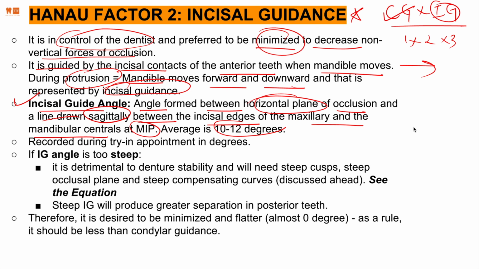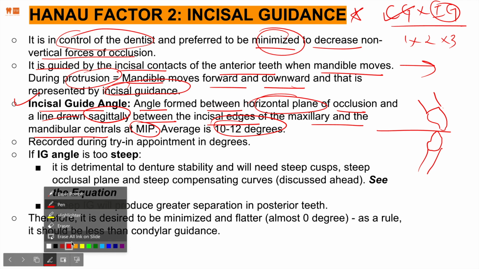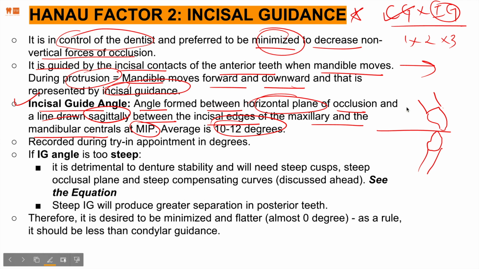Okay, so horizontal, and then your maxillary incisor kicks in right here. And of course your mandibular incisor is touching here. So we got the horizontal plane, we got the two incisors. Imagine a sagittal line. So if there's a line being drawn sagittally between the two incisors and their tips, this is your incisal guidance. Okay, we'll take a look at a picture in just a second, guys.